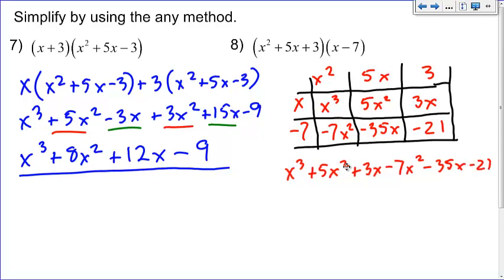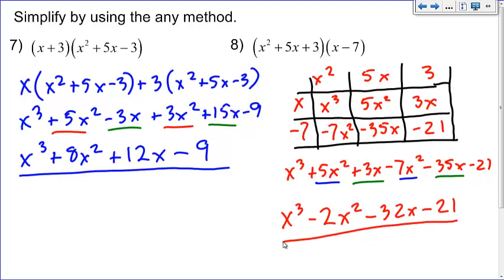All right, I see that we have two x squared terms. I also see that we have two terms that have an x to the first. So I can go ahead and do the combining. x cubed minus 2x squared minus 32x minus 21.